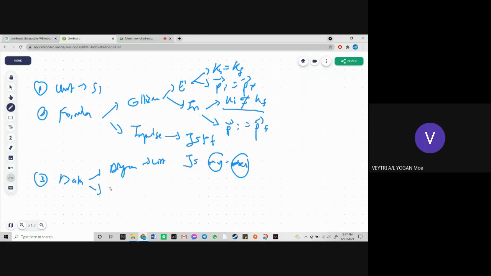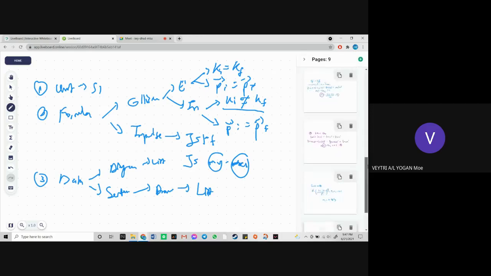Number 2, sentence. Kalau dia bagi dalam bentuk sentence, draw dulu the diagram. Lepas tu list down the data. Alright, these are some tips that you guys need to know for answering questions in this chapter.